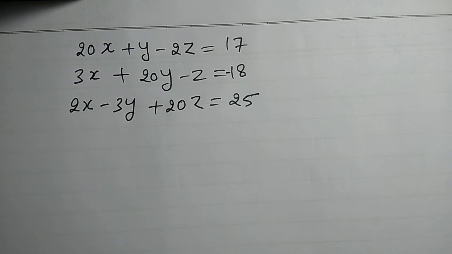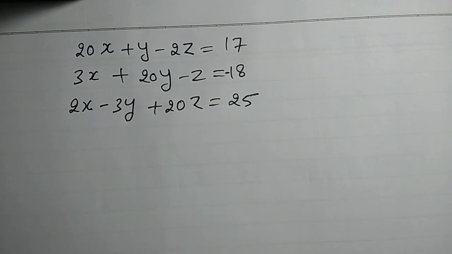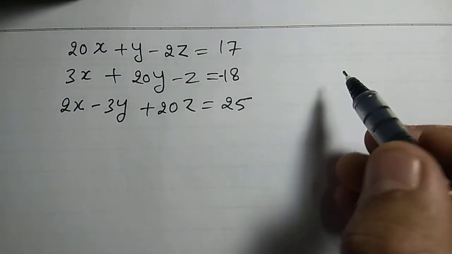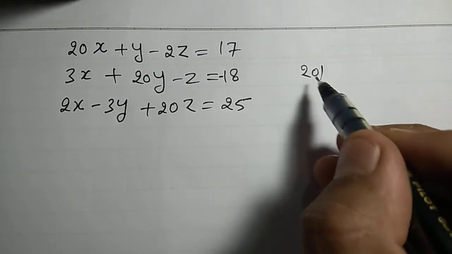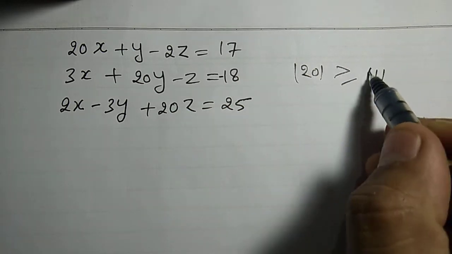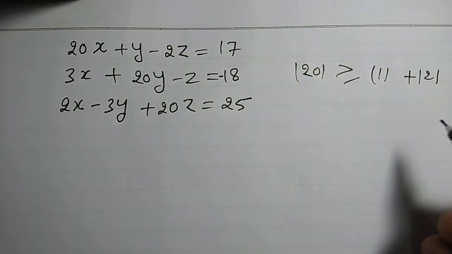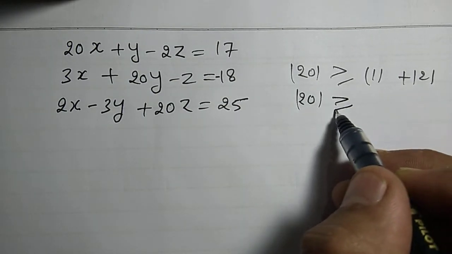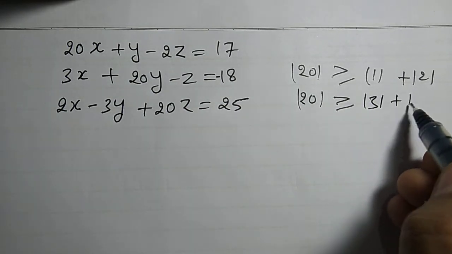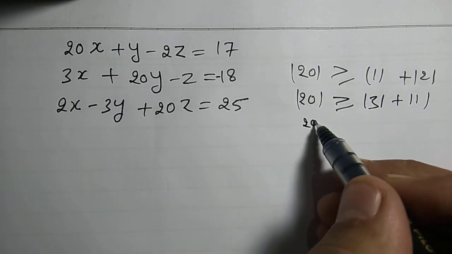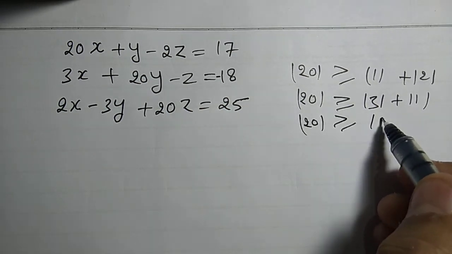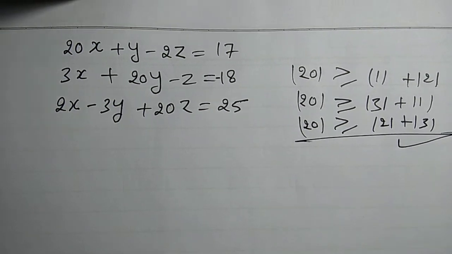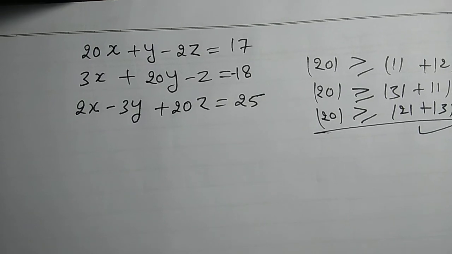Solve the system of linear equations using the Gauss-Seidel method. So let's check the diagonally dominant property. From the first equation, 20 is greater than or equal to 1 plus 2. Fine. Second one also, from the second row, 20 is greater than or equal to mod 3 plus mod 1. Fine. Third one, mod 20 is greater than or equal to mod 2 plus mod 3. So this given system of equations satisfies the diagonally dominant property.